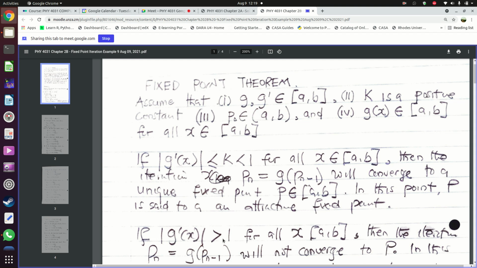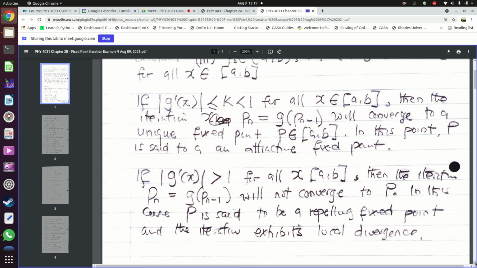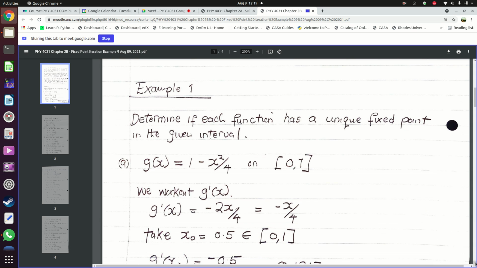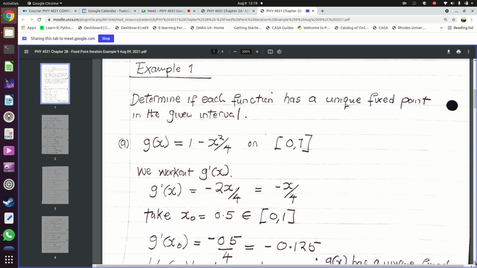So it will take us away. What we're going to do now is look at an example in which we have our function g of x and an interval. We need to determine if this function, g of x equals 1 minus x squared divided by 4 on the interval 0, 1, has a fixed point.